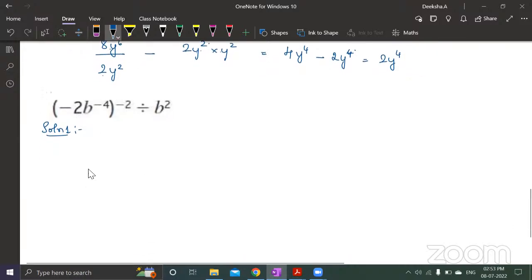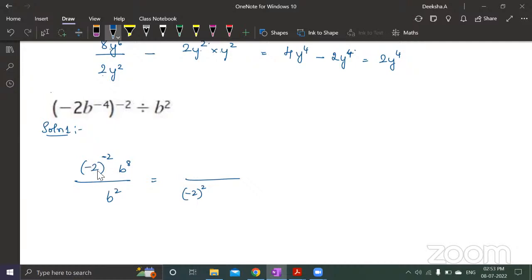Now minus 2 power minus 2, b power minus 4 into minus 2. Minus 4 into minus 2 is plus 8, divided by b square. Now, whenever you have a negative power for a numerical value, first shift it to the other side of the denominator, otherwise it will be confusing. Shift it to the other side and make the negative power a positive power. So here you're going to get minus 2 whole power plus 2.